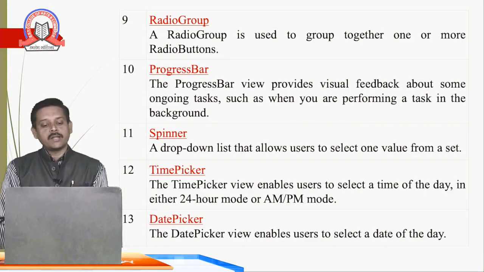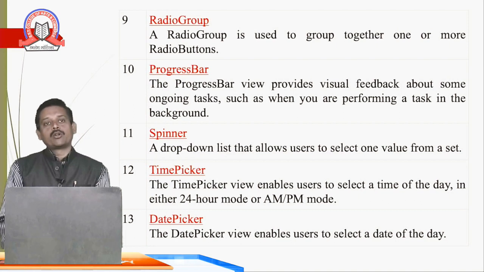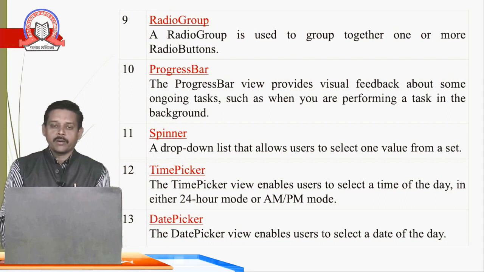Then we have a spinner. A spinner is a drop down list which allows the user to select only one option from the list. It is similar to the combo box which we have learned in Android Studio or HTML.